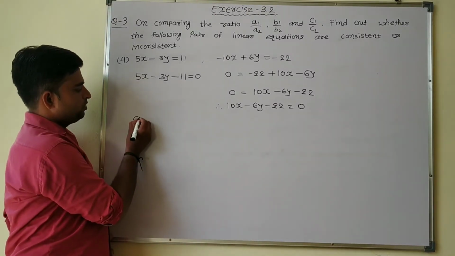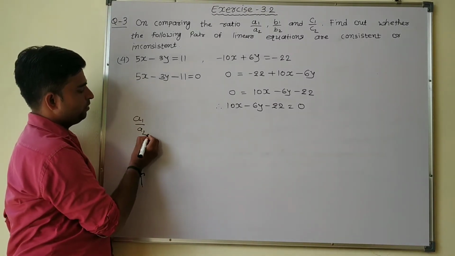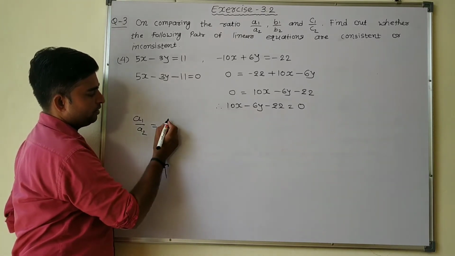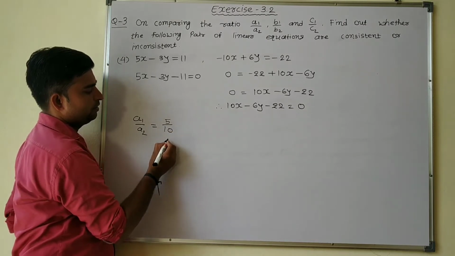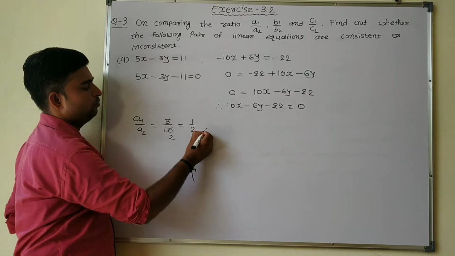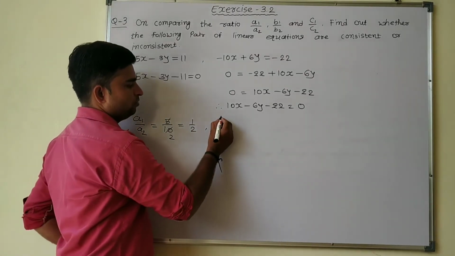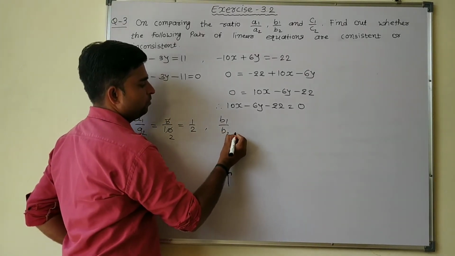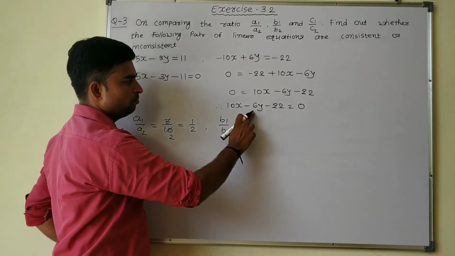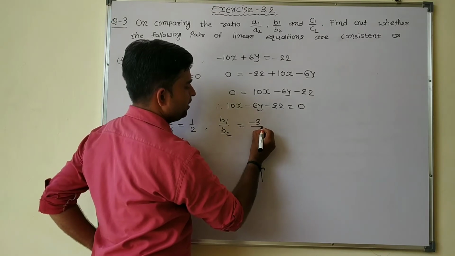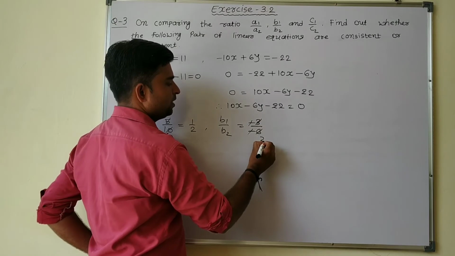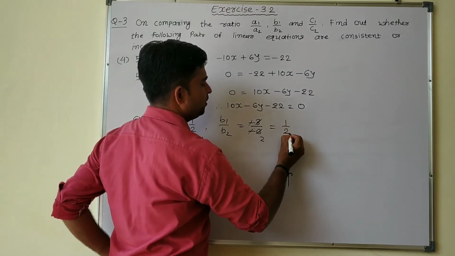Now we find the ratio. First a1 upon a2. From here a1 is 5 and a2 is 10. So 5 upon 10, factor 5 2s are 10. So it becomes 1 upon 2. Then the second ratio b1 upon b2. From here b1 is minus 3 and b2 is minus 6. So minus 3 upon minus 6. Minus minus will be cancelled and 3 2s are 6. So it becomes 1 upon 2.